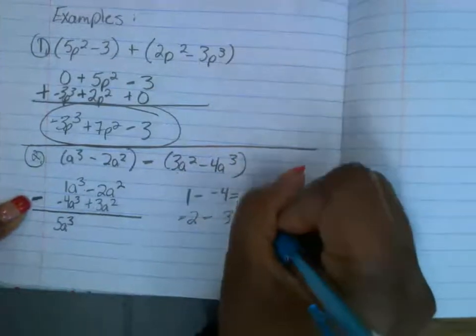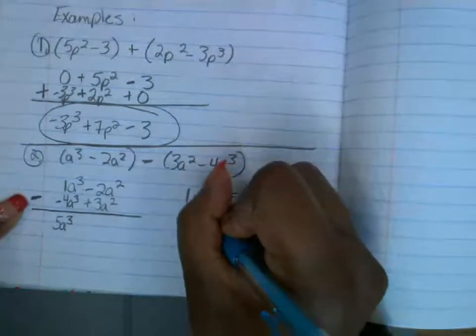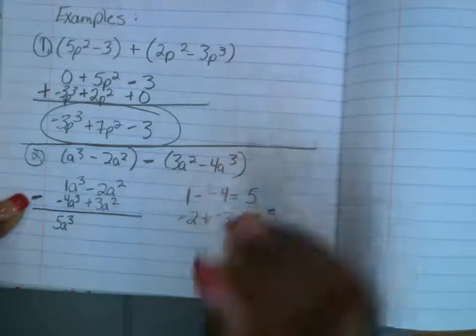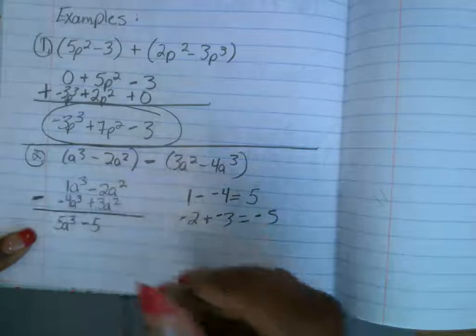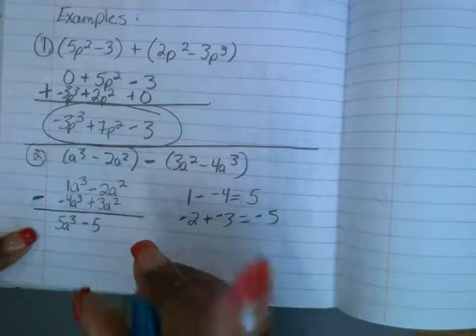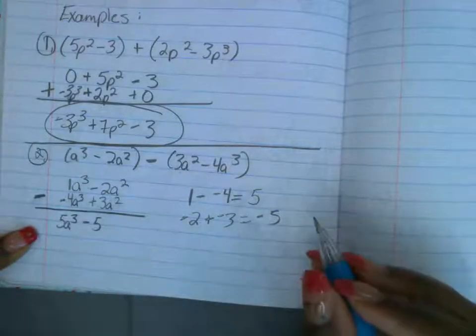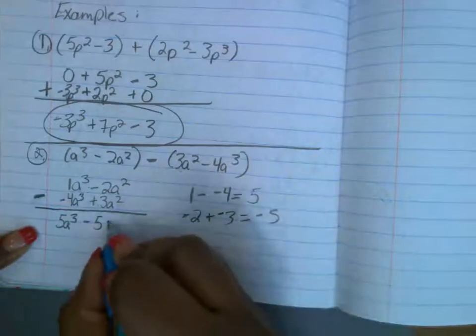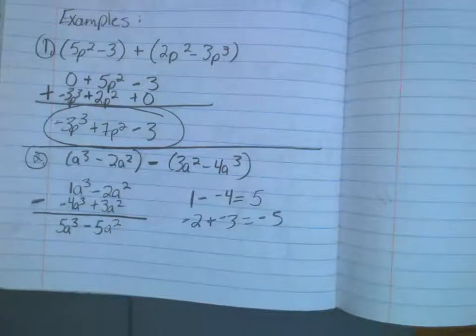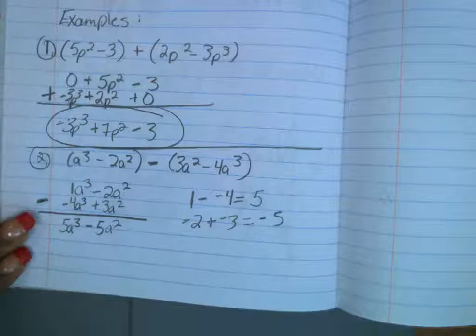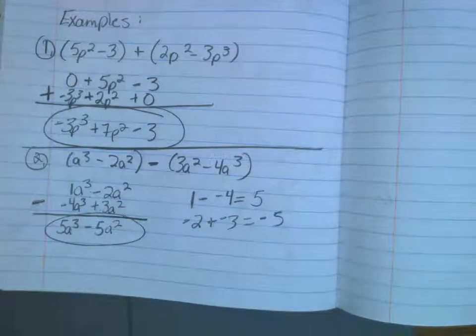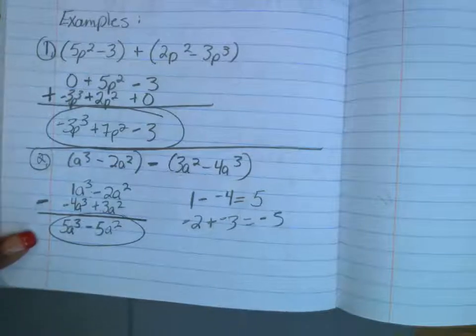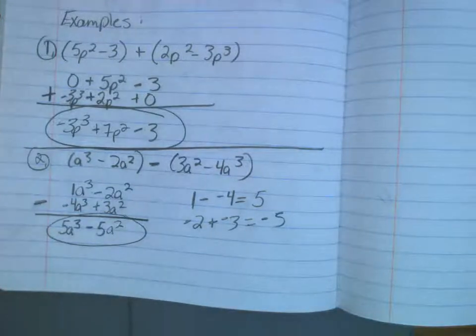This is going to be negative 5. This is plus a negative, so this is negative 5. So negative 5, and don't forget, if you forget your rules for integers, please use your calculator, okay? Negative 5a to the second. This is going to be your answer here. Any questions?